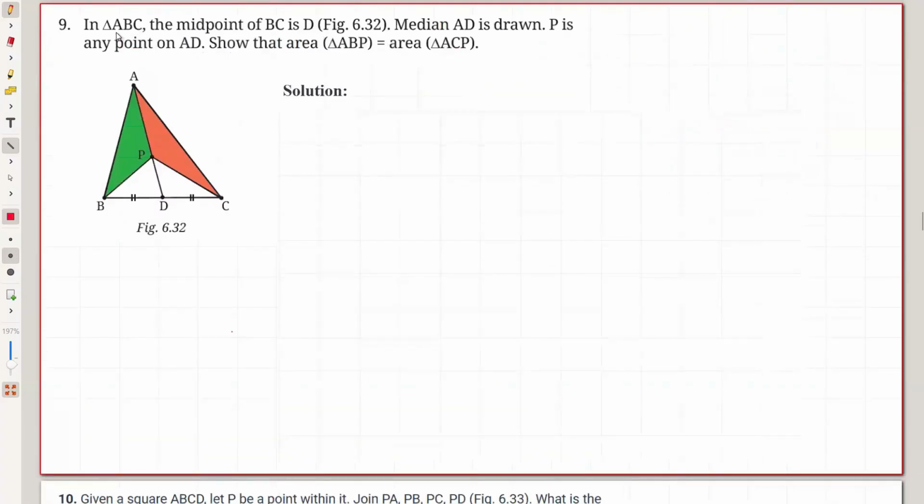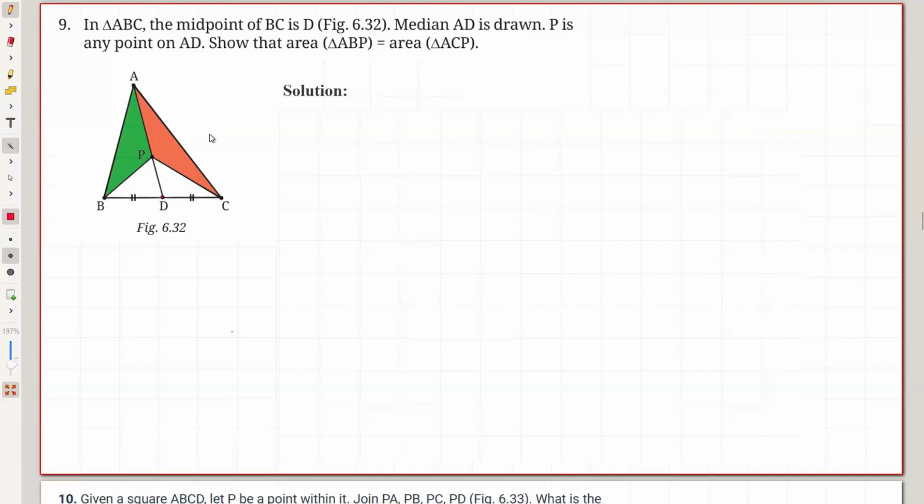Question number 9. In a triangle ABC, D is the midpoint of BC. Okay, triangle ABC, so D is the midpoint. A median AD is drawn. P is any point on AD. So we are just taking P at any point on AD. Show that the area of the triangle ABP, this green color, is equal to the area of the triangle ACP, this red color. So we have to prove these two areas are equal.